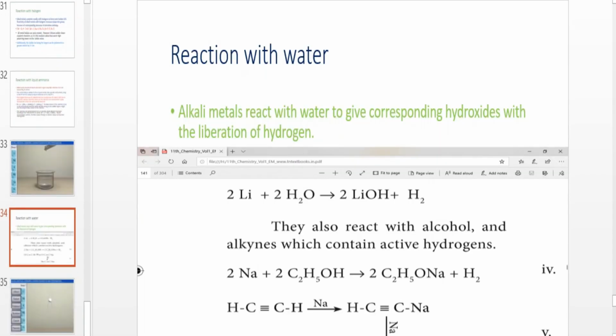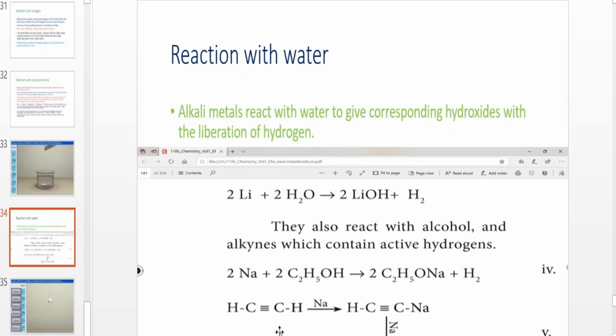Next, reaction with water. See, these alkali metals when reacting with water give their respective hydroxides with the liberation of hydrogen. Okay, lithium plus water to give lithium hydroxide and hydrogen. Okay, and also they react with alcohols and alkynes which contain active hydrogen.